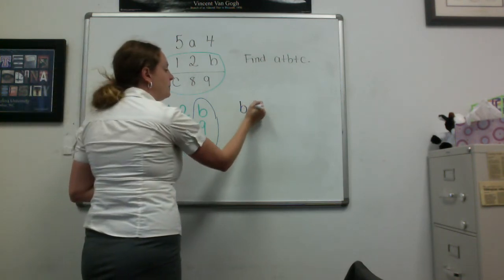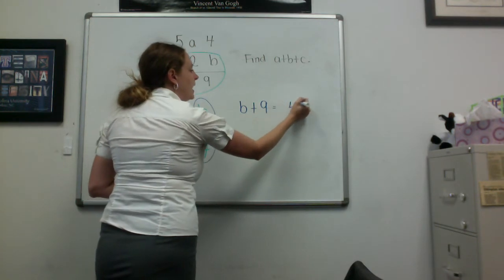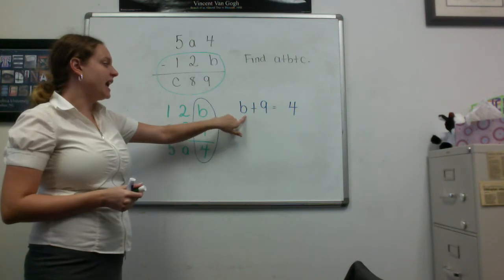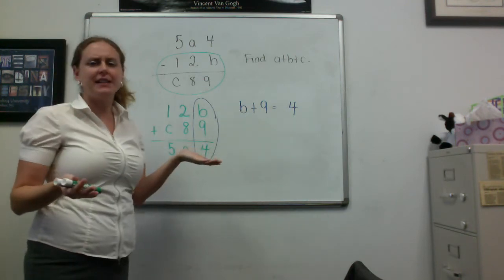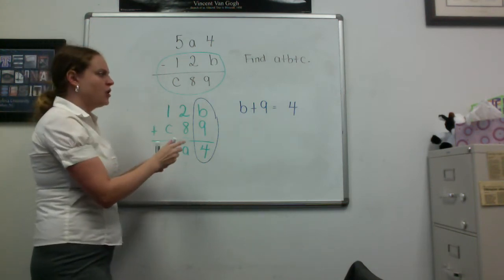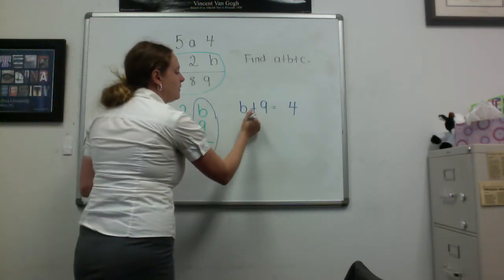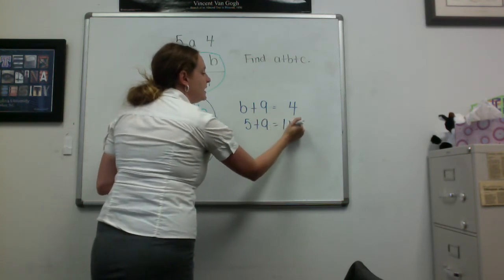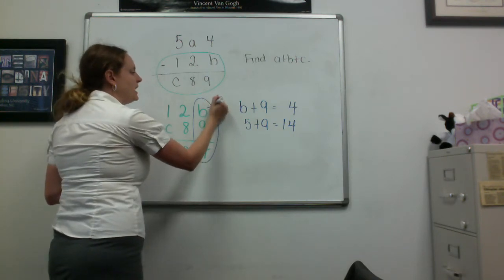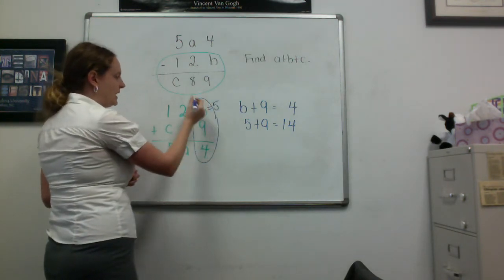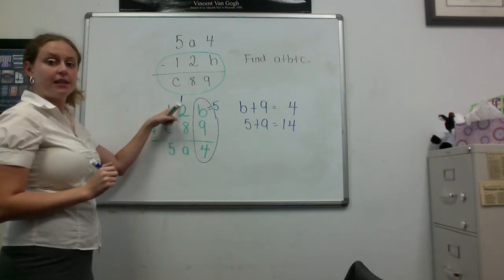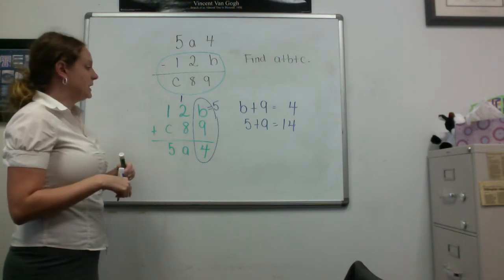So I know that b plus 9 has to equal 4. When I first look at that, I think there's no way. I can't add a number to 9 and get 4. That doesn't make any sense. 4 is smaller. But remember, we're adding a bunch of digits here. So I could have 5 plus 9 is equal to 14. That is a true statement. So I'm going to have b equal 5, and 5 plus 9 would be 14. Remember, we're going to carry our 1 over to the tens place when we do multi-digit addition.